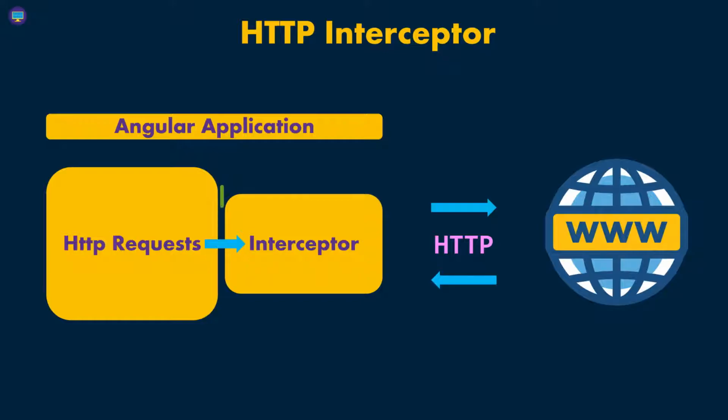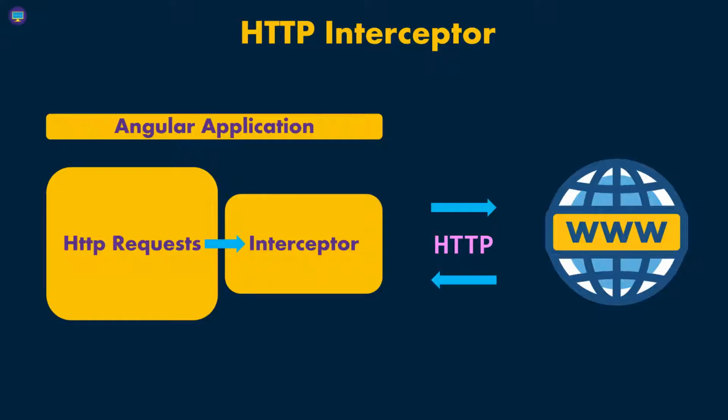And you can see here that I have the interceptor in the middle, and the HTTP requests coming from the Angular application will go through the interceptor before they make it to the internet. And what that means is that you can intercept every request that's being made, and you can modify this request in any way or shape or form that you want. And you can already see how useful interceptors are in Angular.